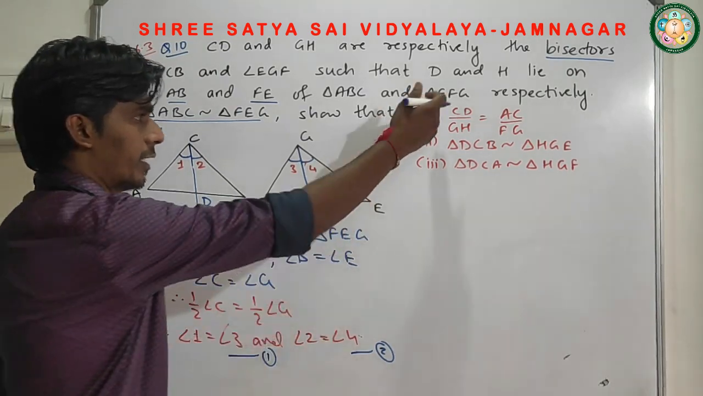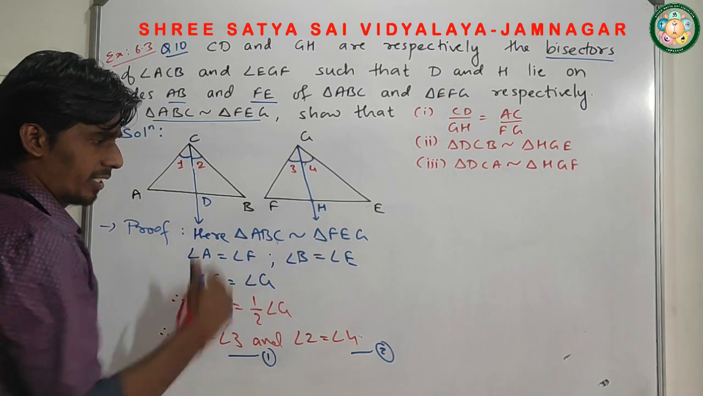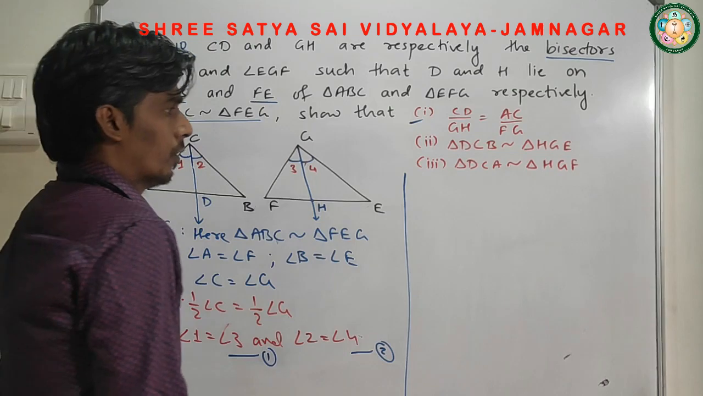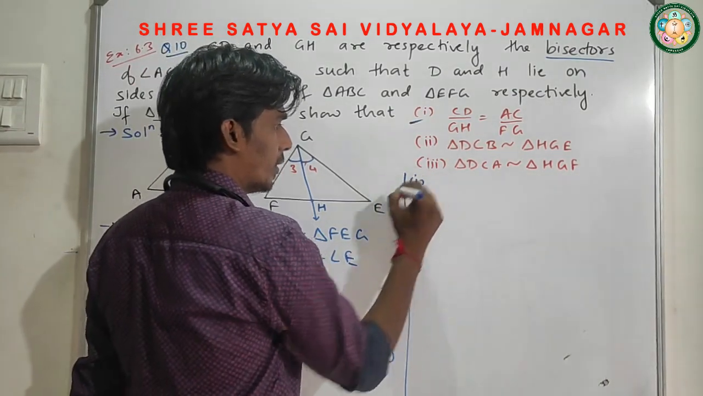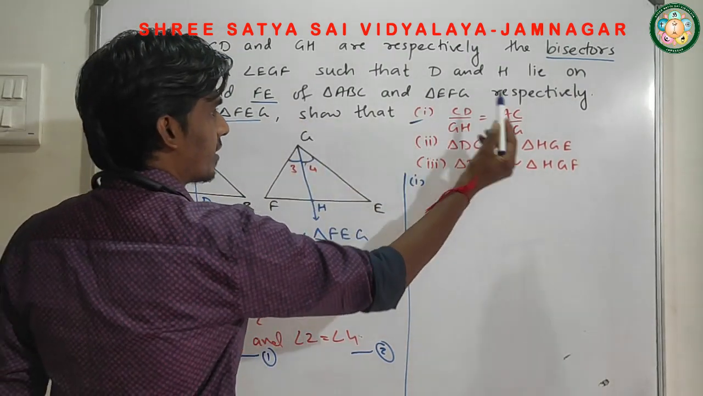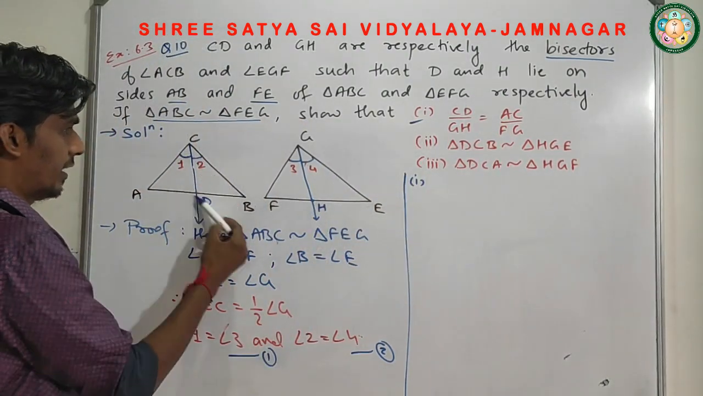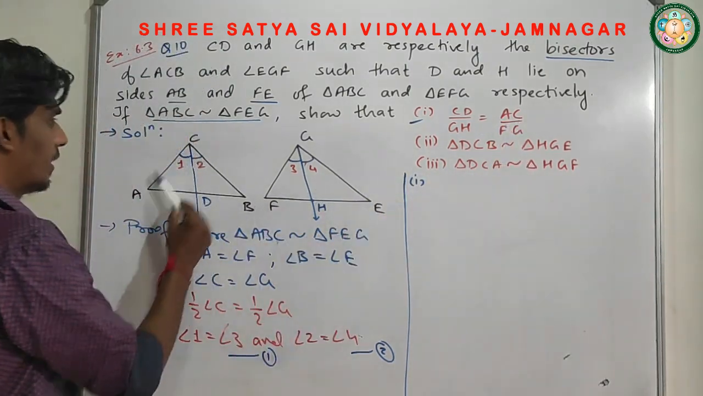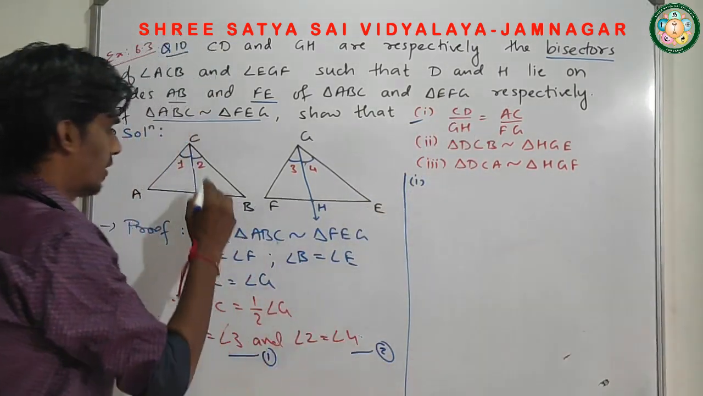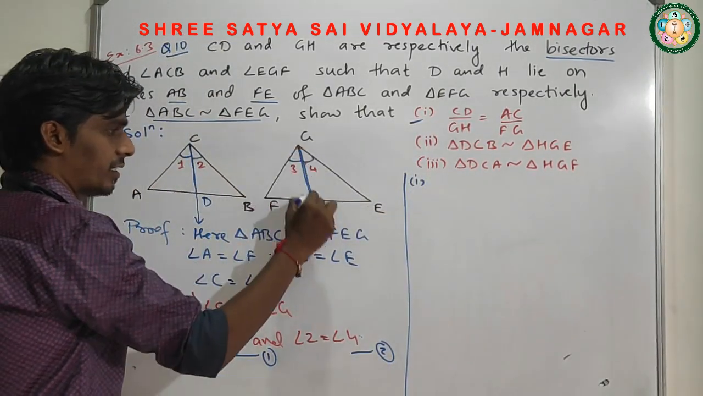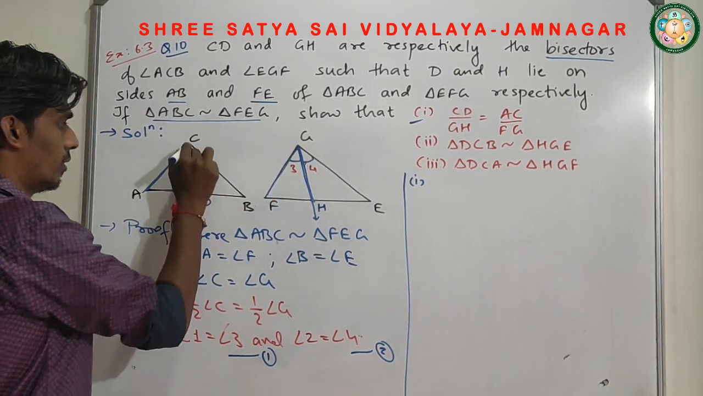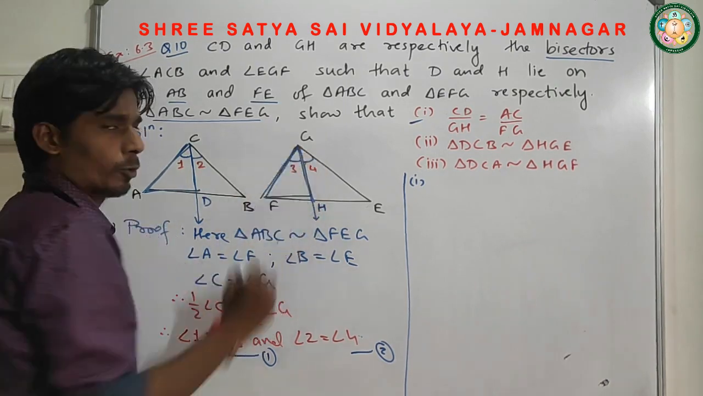Now let's try to prove the first part. By using all these reasons, it is possible to prove the first condition. Let's start solving it. First of all, to prove the first one, I want here CDGH and ACFG. So if I take all these sides, it's CD and GH, AC and FG. So which triangles do I want to prove? This triangle and this triangle I have to prove similar.